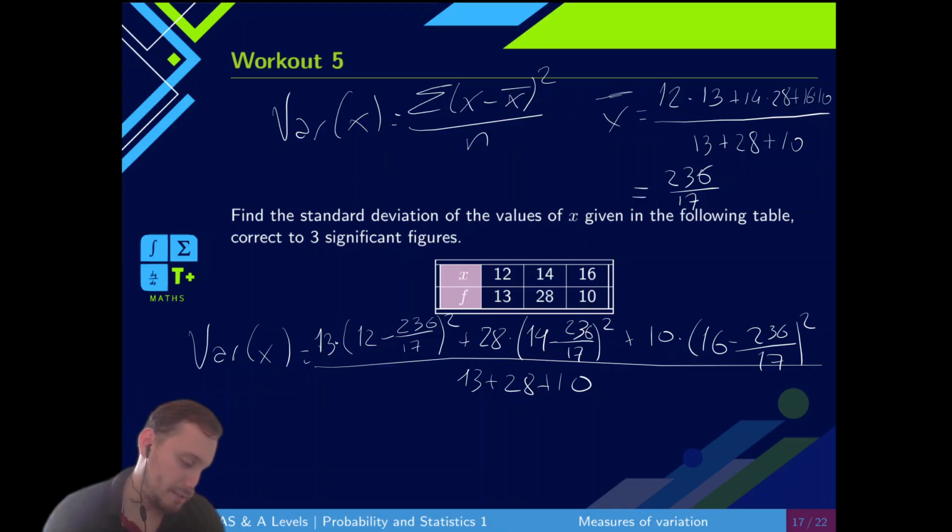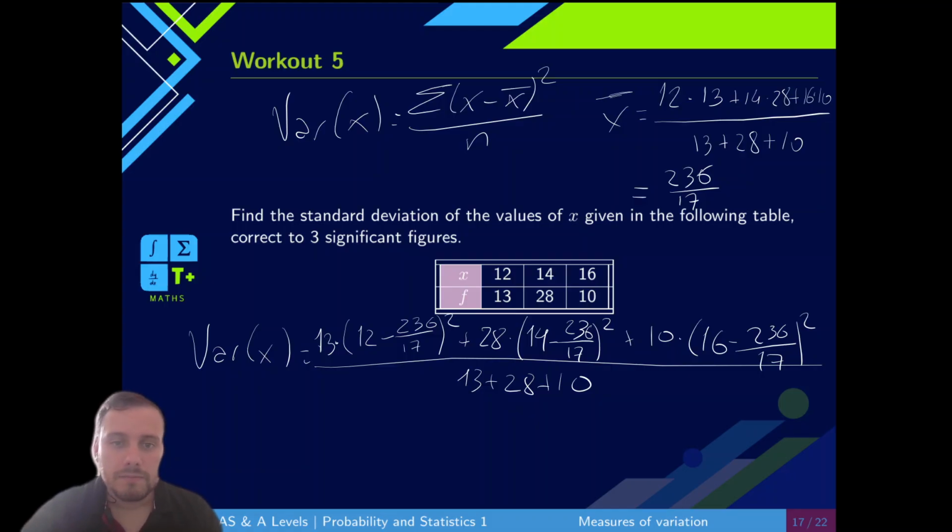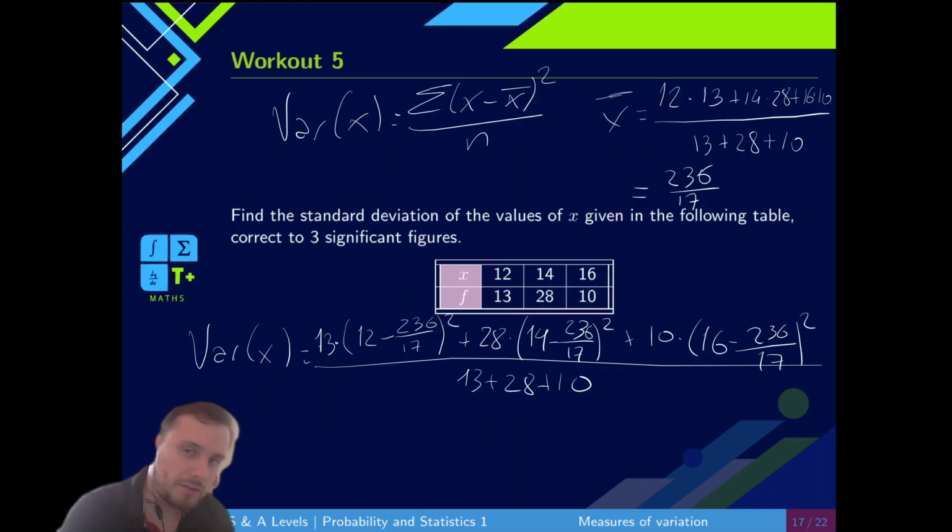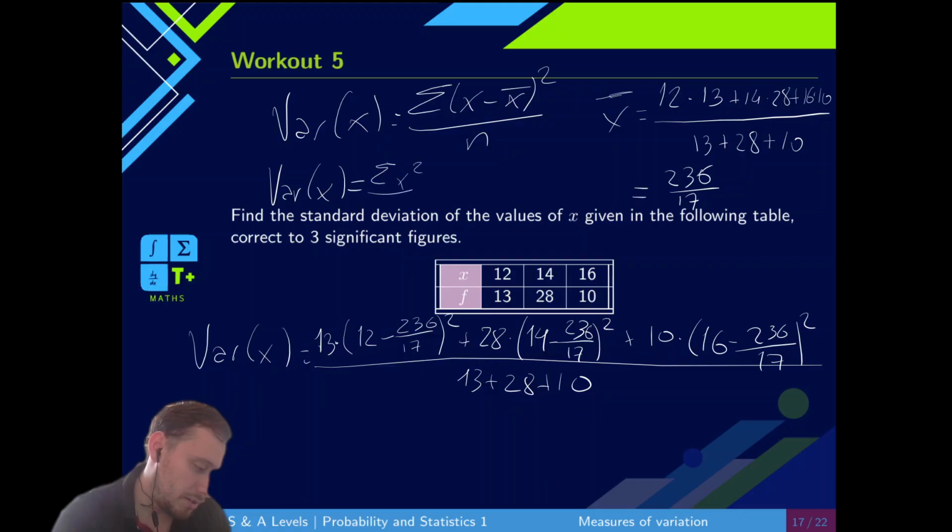Here you will be getting the value for the variance to be 1552 over 867. What's the other way around this? Well, the other way is with the other formula that we mentioned. The variance of x is equal to the sum of x squared over n minus the mean squared.